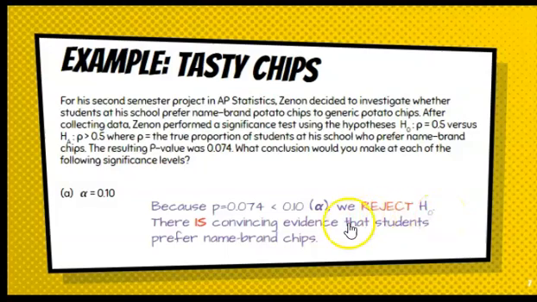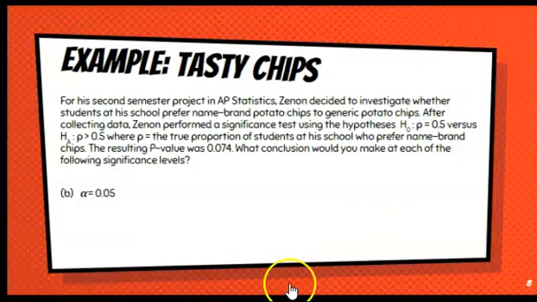The second sentence is, there is convincing evidence that, now the context, the students prefer brand name chips. All right, so notice I've taken the p-value, I've connected it to the alpha, and made a decision. My second sentence talks about the evidence. Do I have convincing evidence or not? And what is it evidence of? In this case, that students prefer the brand name chips.